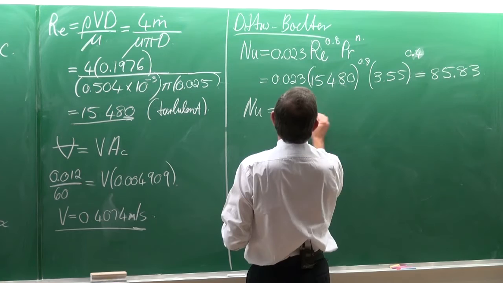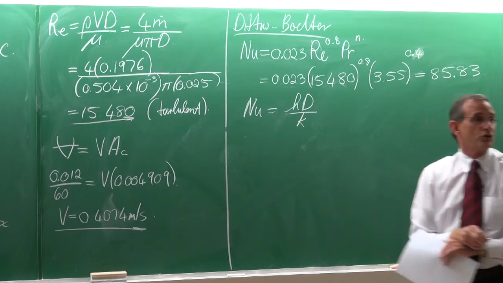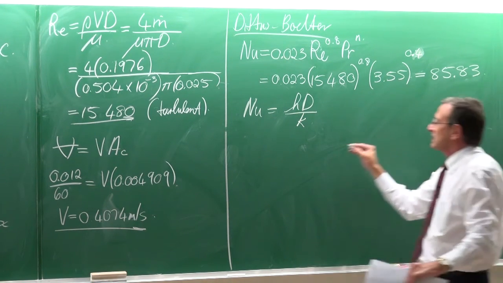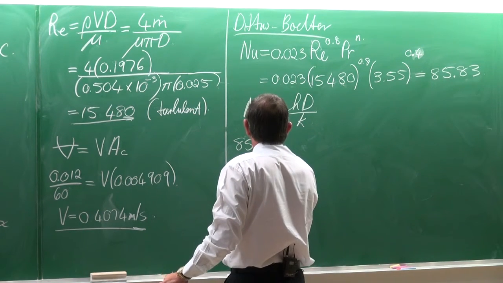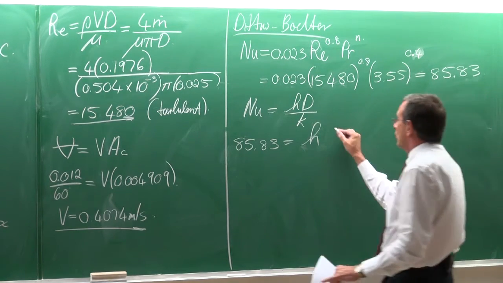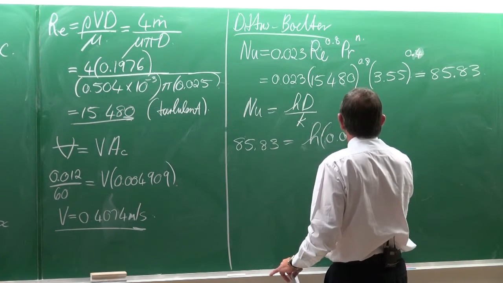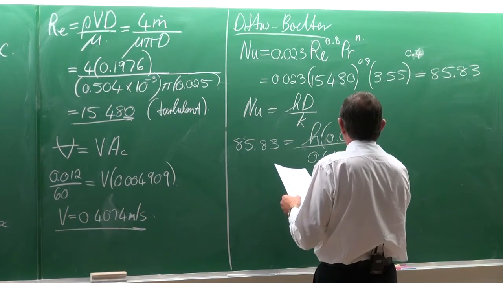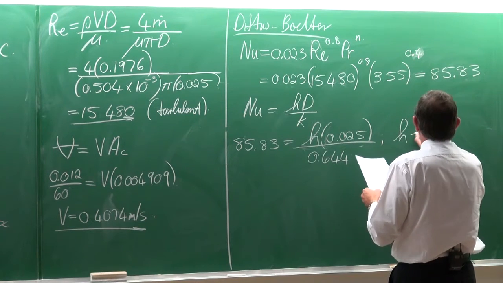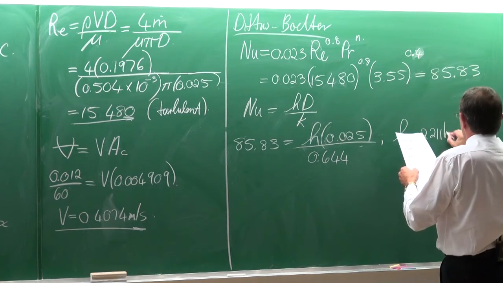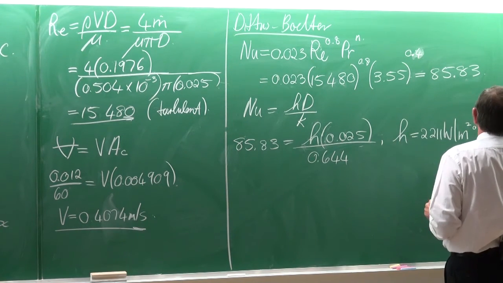Now we can get the heat transfer coefficient because the Nusselt number is equal to the heat transfer coefficient multiplied by the diameter divided by the thermal conductivity. So let's put in 85.83. It's equal to the heat transfer coefficient multiplied by the tube diameter, which is 25 millimeters, divided by the thermal conductivity, which is 0.644. From that, we can get that the heat transfer coefficient is 2,211 watts per square meter degree Celsius.